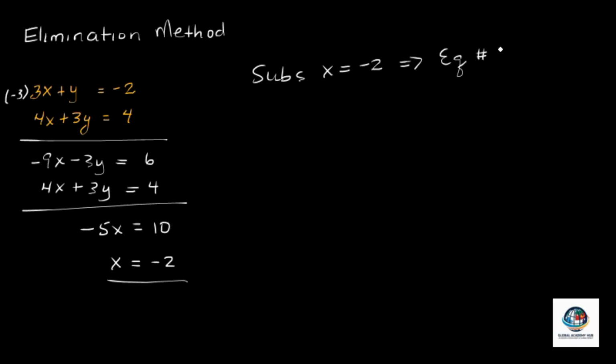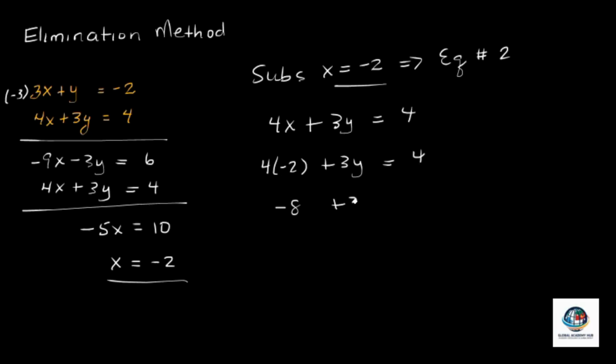So let's try equation number 2 in this case. So I'm going to write out that equation in its original form. And now wherever I see x, I'll put a minus 2. So this is 4 times a minus 2 plus 3y is equal to 4. 4 times a minus 2 is minus 8 plus 3y is equal to 4.